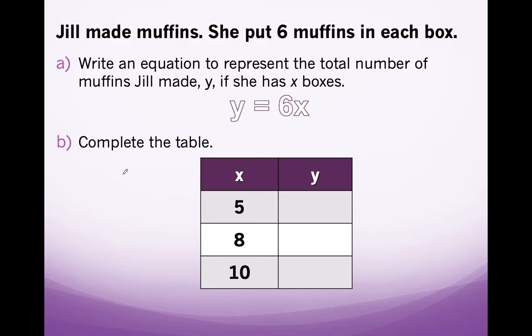Next, we will use that information to complete the table. So if the x value is 5, then to solve and figure out the y value, we're going to multiply 6 times 5, which is 30. If x was 8, if she had 8 boxes, we would multiply 6 muffins times 8 boxes, which is 48. And lastly, if she had 10 boxes, 6 muffins times 10 boxes is 60 muffins.